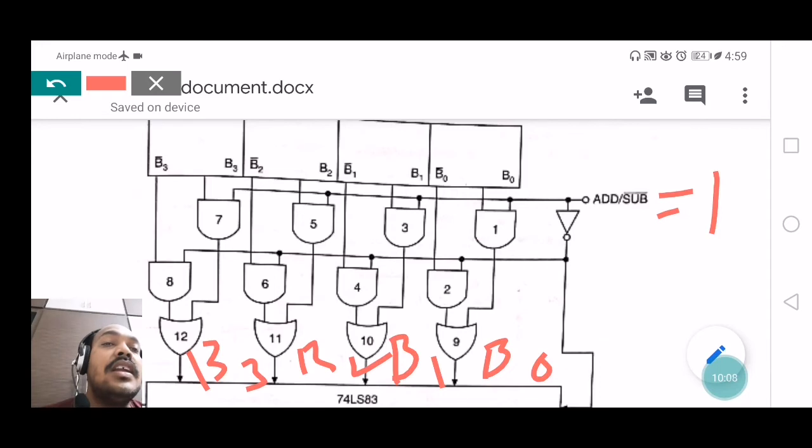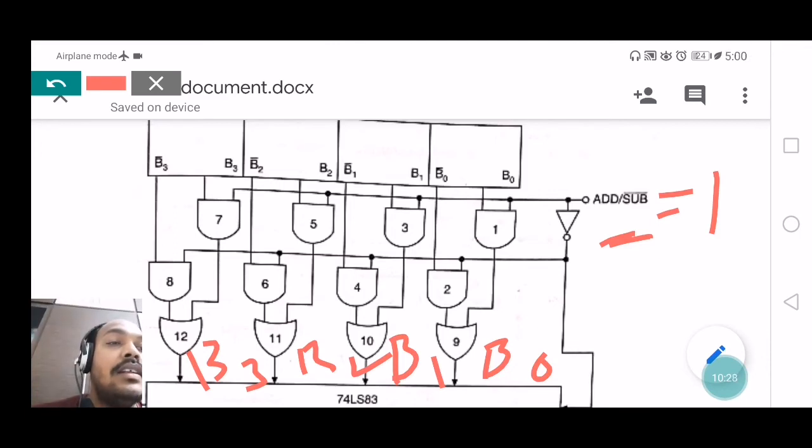Okay, just recollecting the circuit diagram of the parallel adder, which resembles the same. So by taking the control input add or subtract as 1, this particular 4-bit ripple adder or subtractor will act as a ripple adder.